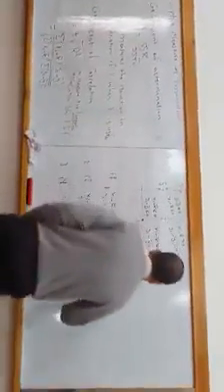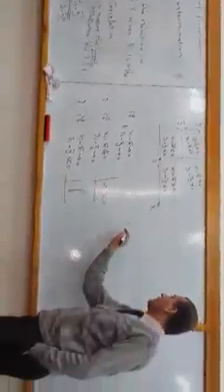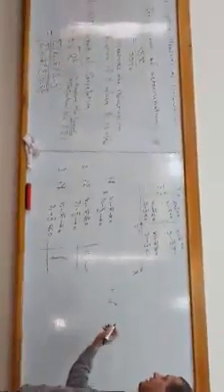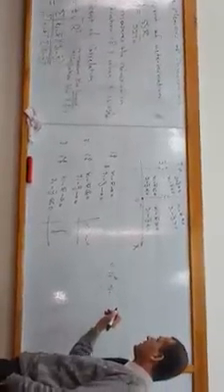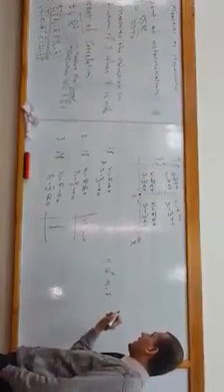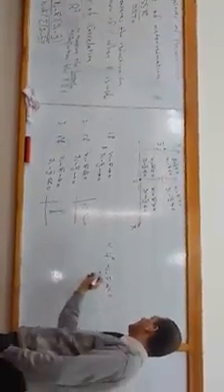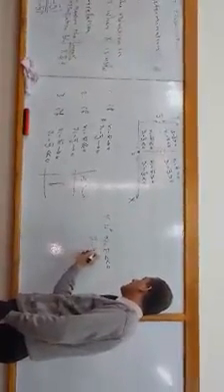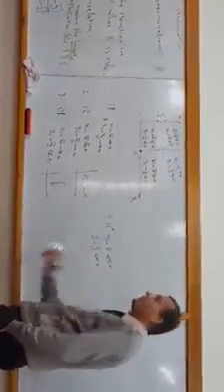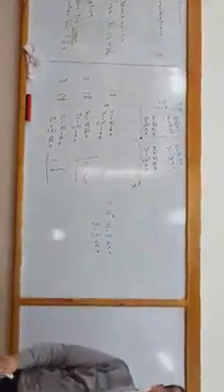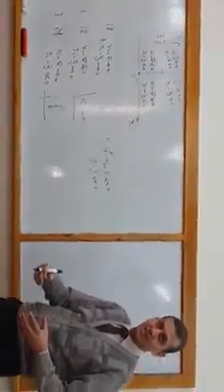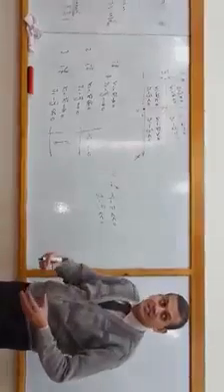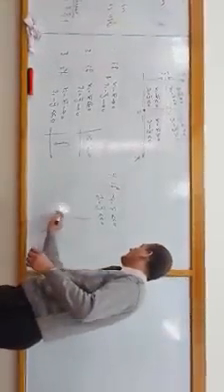Fourth point is the remaining one. What is the remaining one? Xi minus x bar are far from 0, and also yi minus y bar far from 0. Both of them are far from 0. Okay? There is a linear association like this.